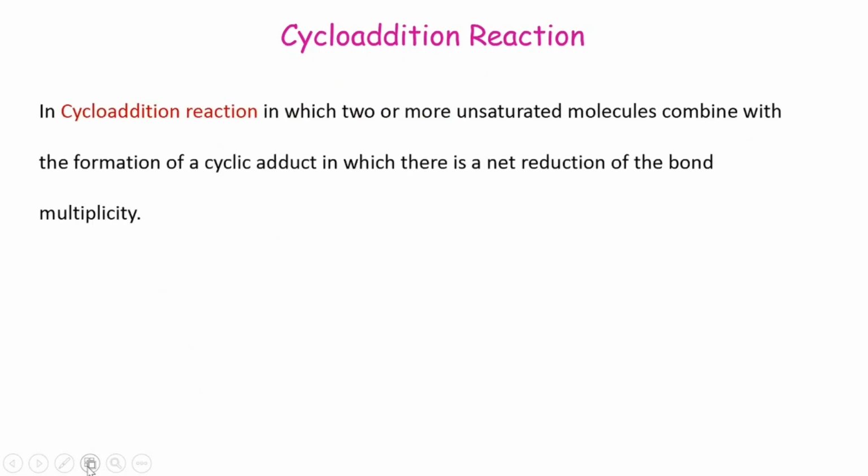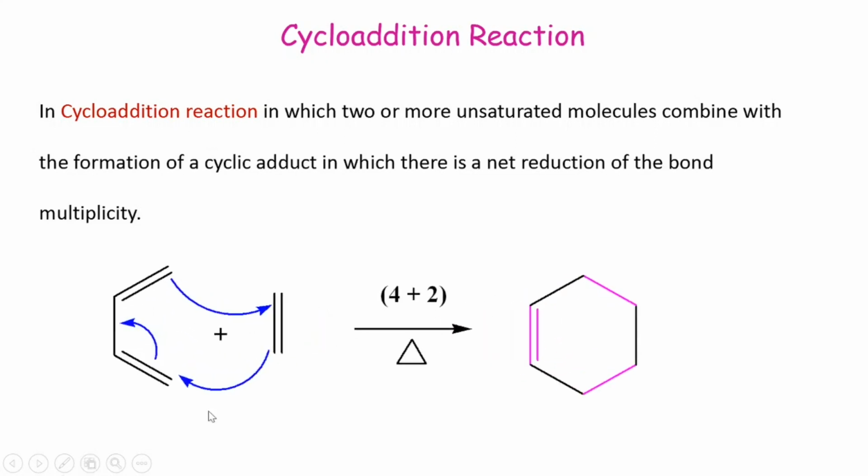The first type of pericyclic reaction is cycloaddition reaction. In cycloaddition reaction, two or more unsaturated molecules combine with the formation of a cyclic adduct, in which there is a net reduction of bond multiplicity. The best example of this reaction is Diels-Alder reaction. See this reaction, in this a diene reacts with a dienophile, showing 4+2 addition, and we get a cyclic product.